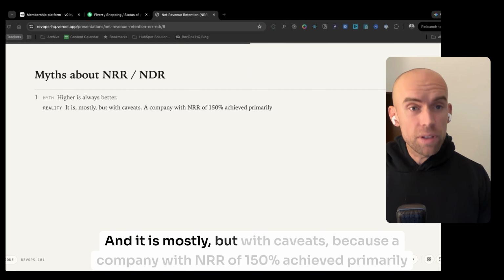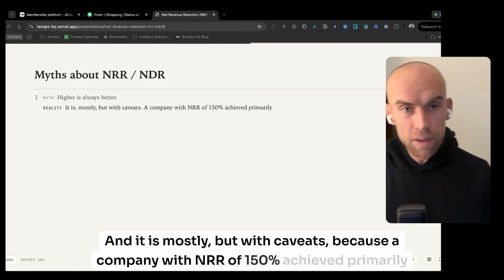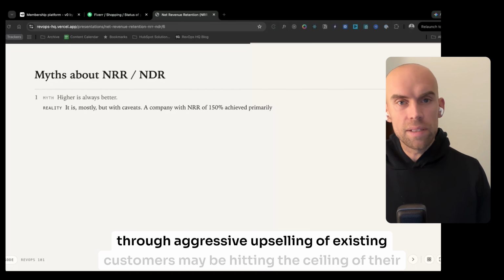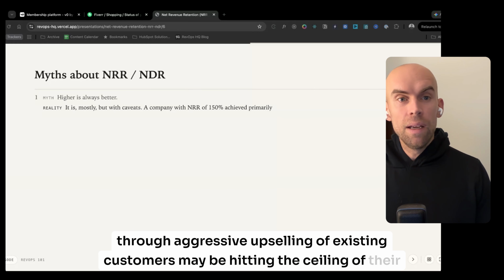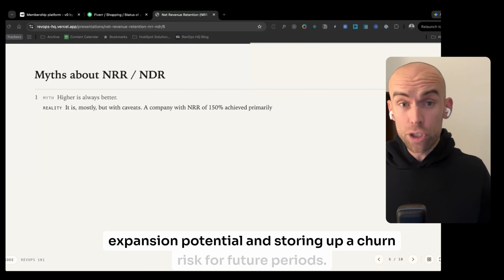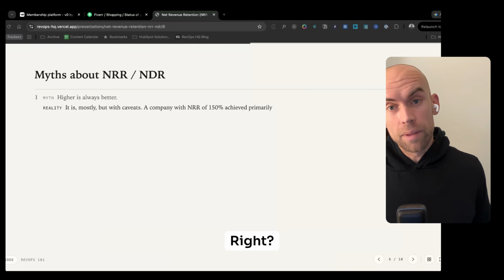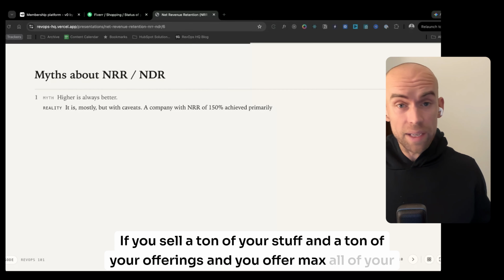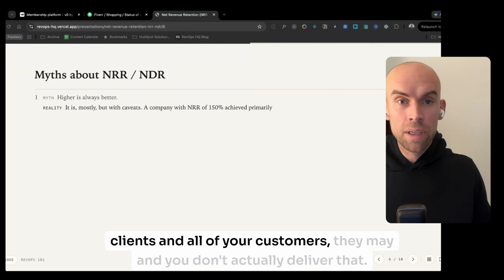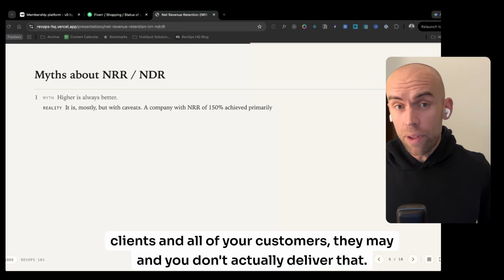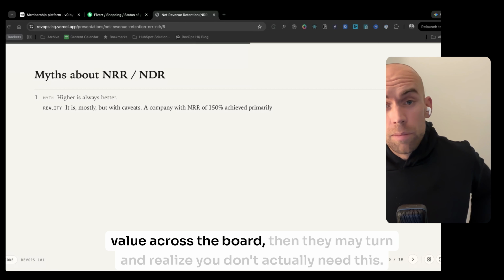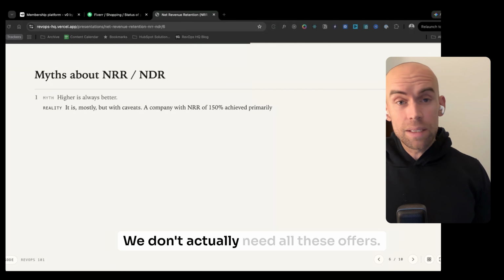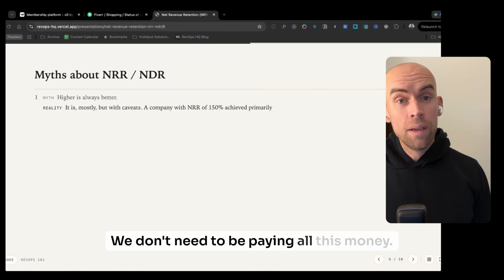And it is mostly, but with caveats, because a company with NRR of 150% achieved primarily through aggressive upselling of existing customers may be hitting the ceiling of their expansion potential and storing up a churn risk for future periods, right? If you sell a ton of your offerings and max out all of your clients and customers, and you don't actually deliver that value across the board, then they may churn and realize, we don't actually need all of these offers. We don't need to be paying all this money.